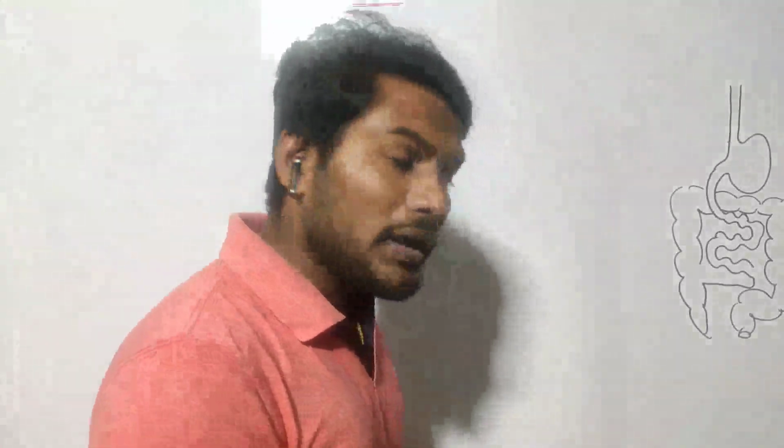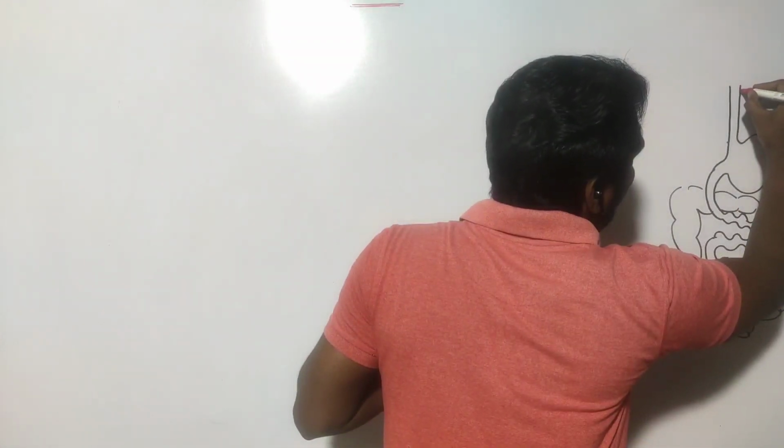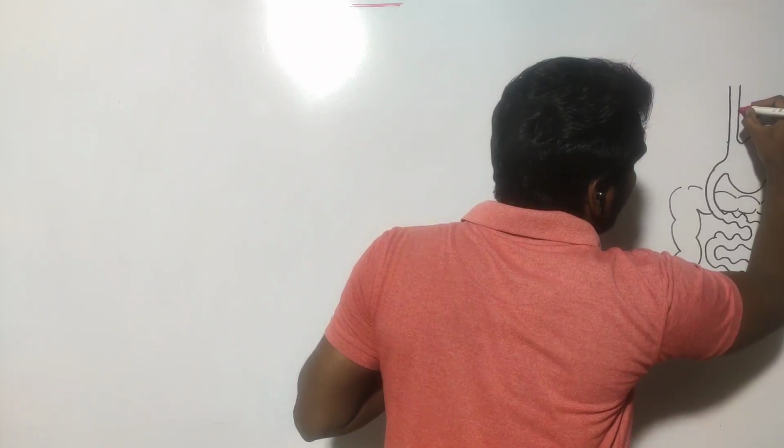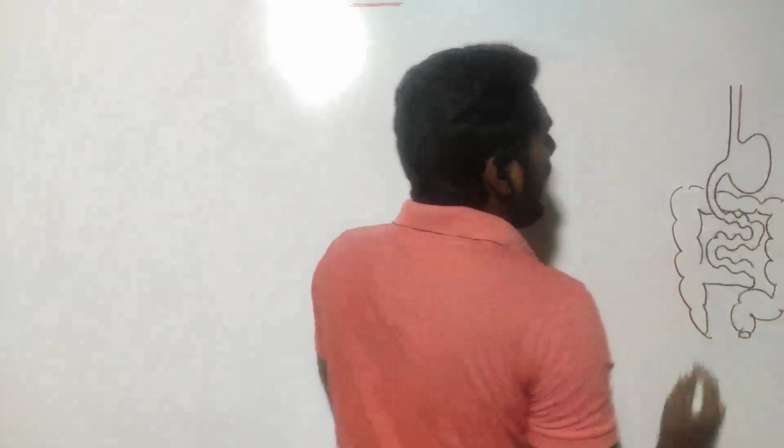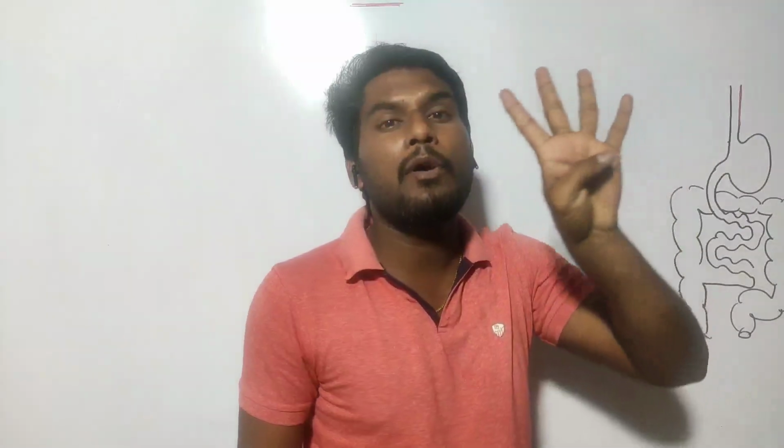Now let's see what the wall of the alimentary canal is. Remember, this is the wall of the alimentary canal. Actually it appears like a single layer, but it is not a single layer. This wall is made up of 4 layers.